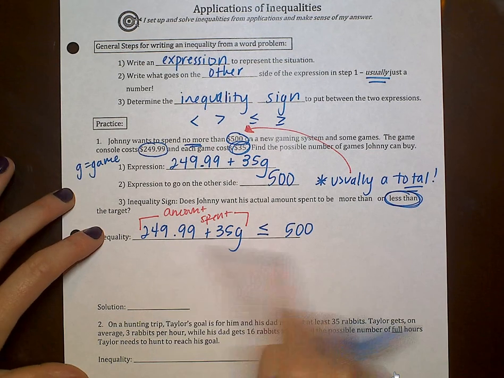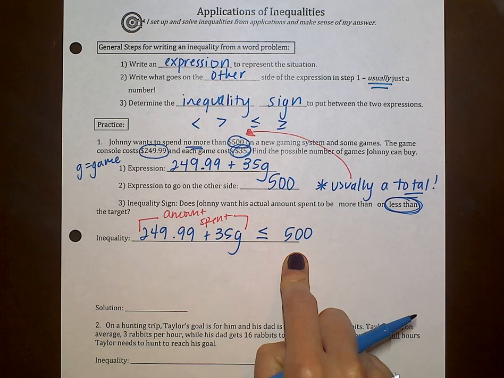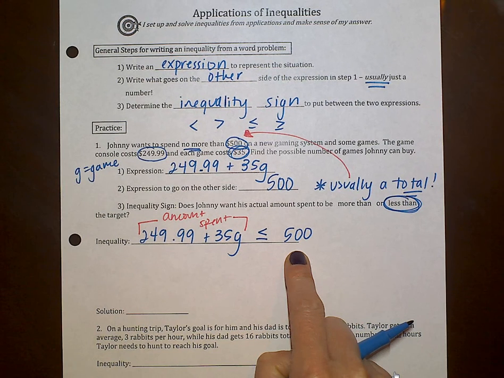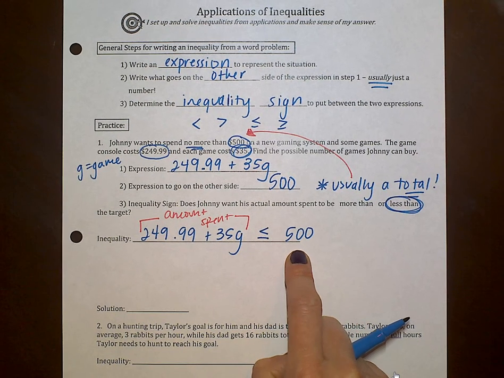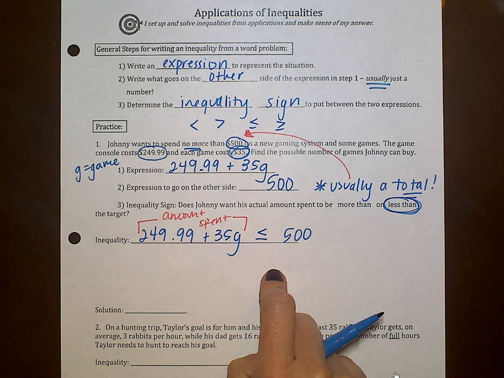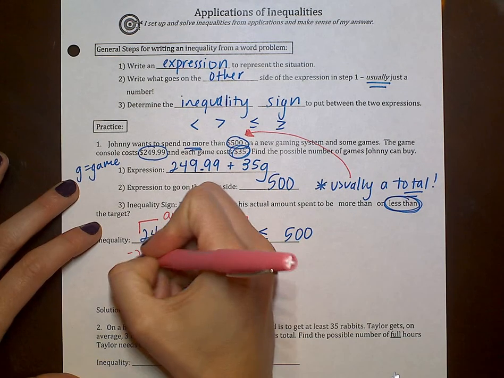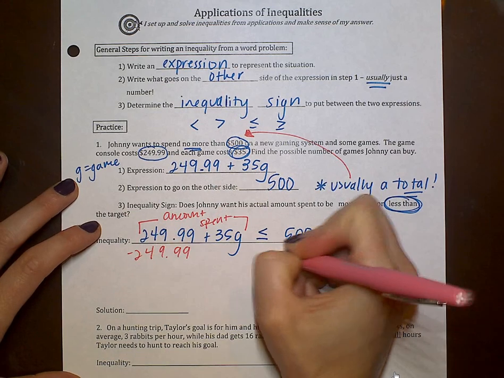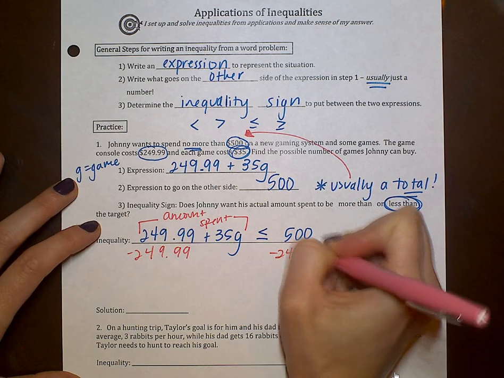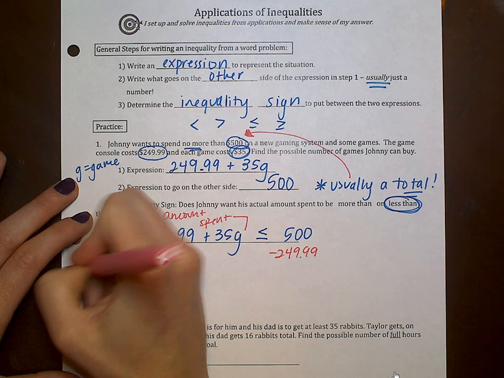So now I've got it all set up, and it looks like what we did last lesson and the lesson before. It's just a two-step inequality, so hopefully this is easy to solve from here. You can use a calculator. Nobody wants to do all these decimals by hand, so I'm just going to solve for G.